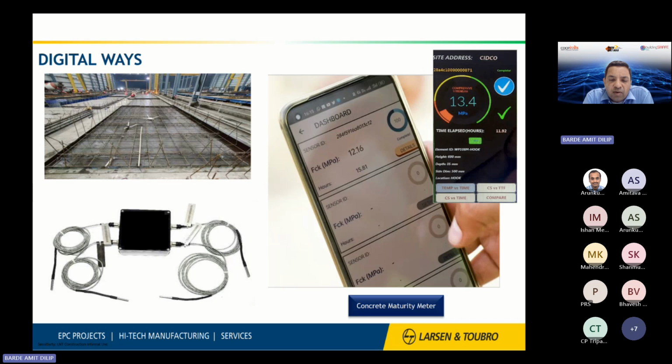Another thing we are using now in digital is the concrete maturity meter. It's an olden system, but it is now getting mainstream, and it especially works well for precast for strength prediction.